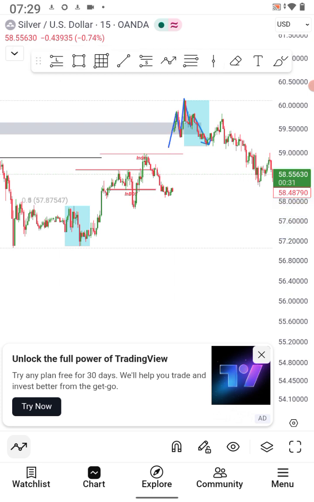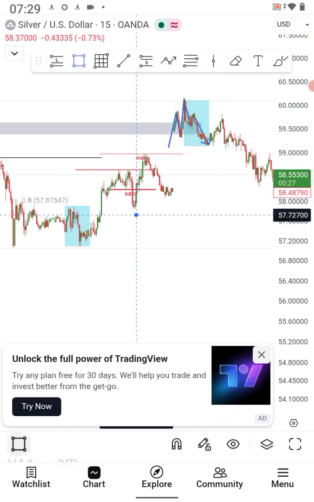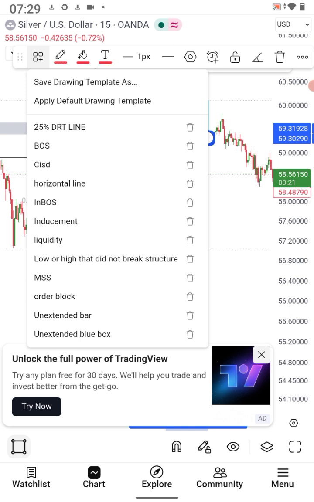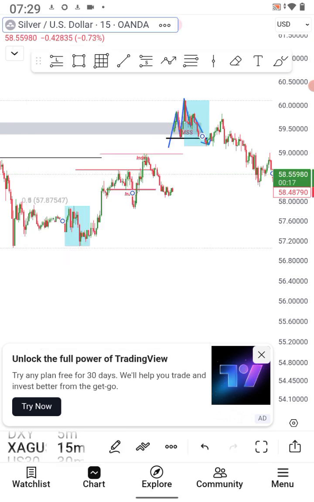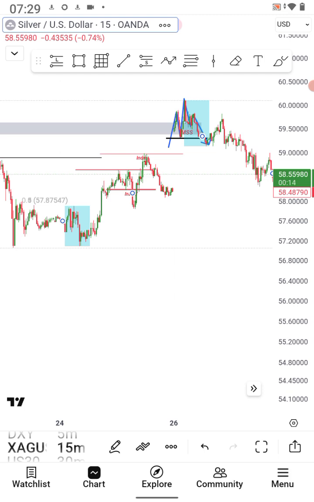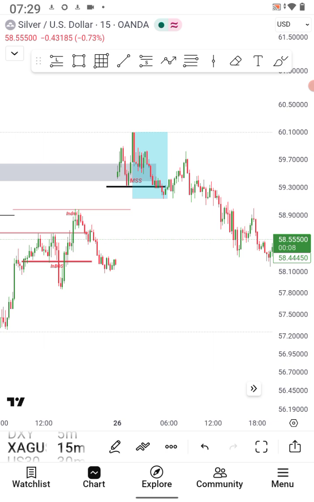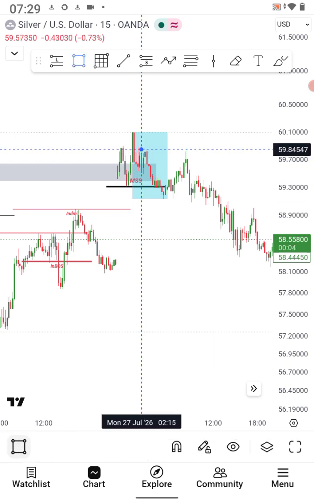So let me mark that. So this is the market structure shift. Are you seeing it? That's the market structure shift. So immediately I saw this, I said, oh, very good, very, very good. And I came, you always find order block here. Look at the order block. And I came and I marked this guy here.